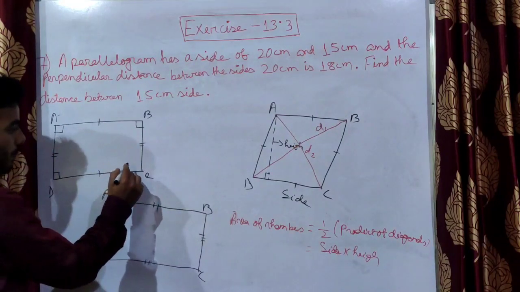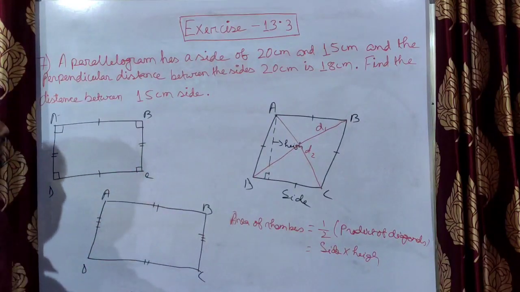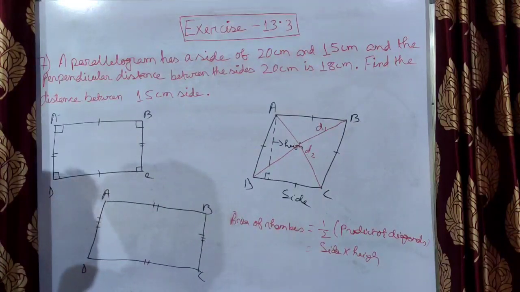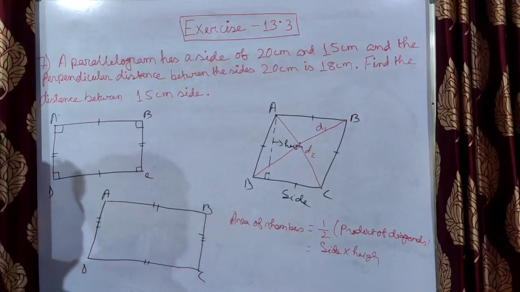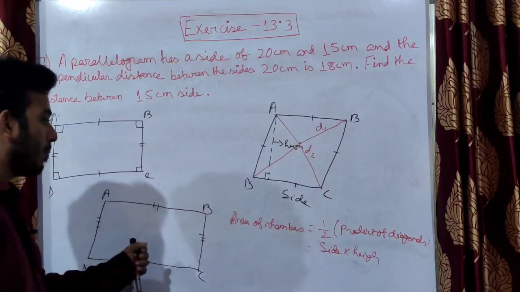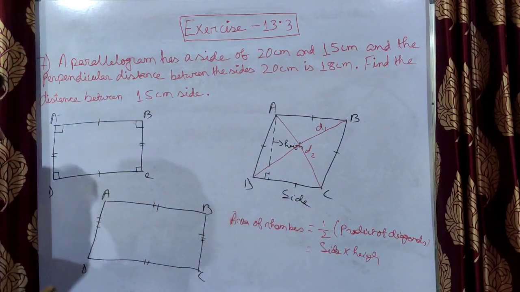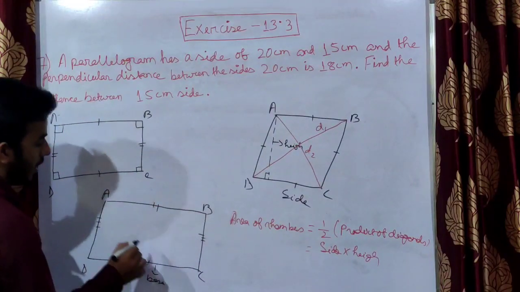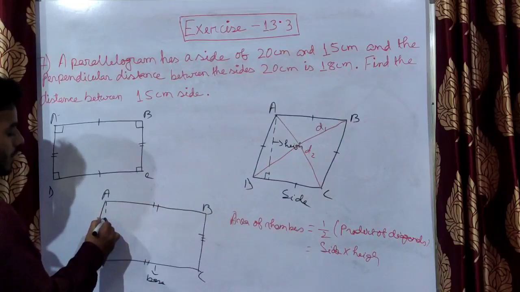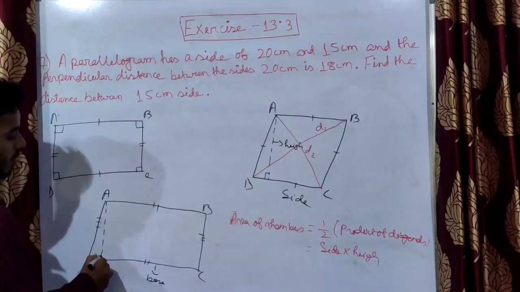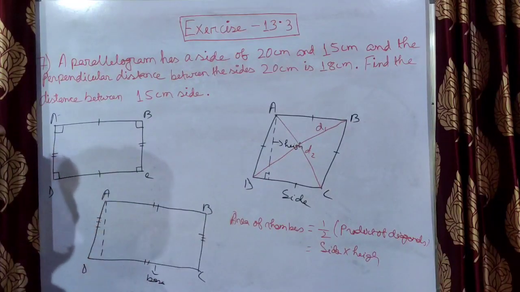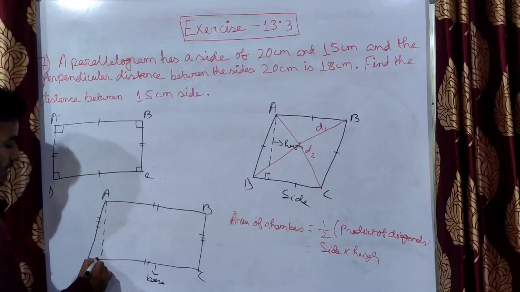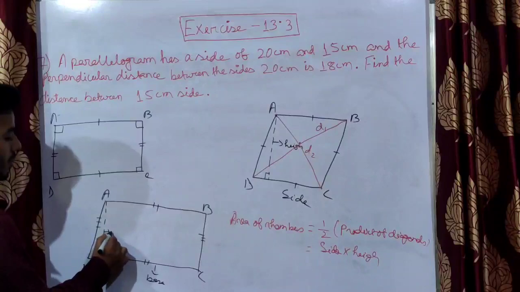But in a parallelogram, all angles are not 90 degree. They are less than 90 degree or greater than 90 degree. And we find the area of a parallelogram with base into altitude. This is the base, and the altitude is this one. Altitude means height, or it is the distance between the opposite sides. It is the shortest distance between the opposite sides.